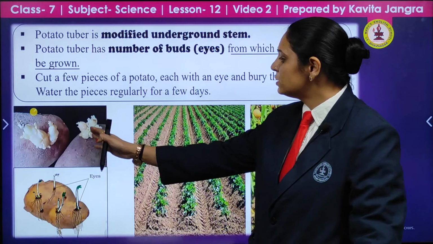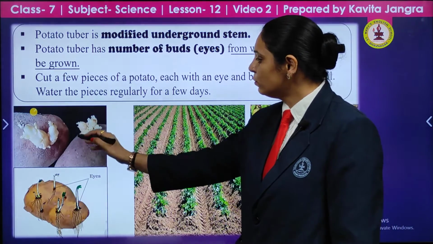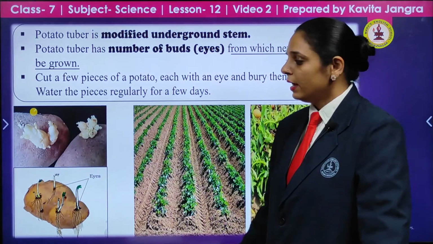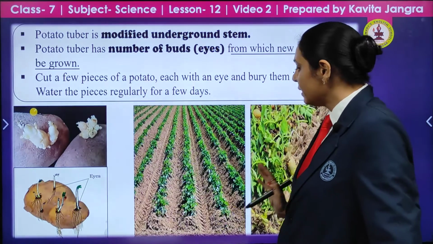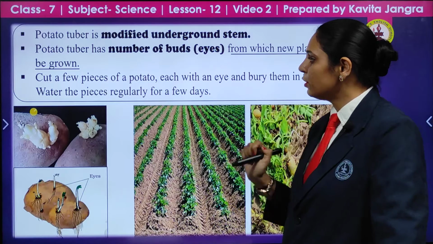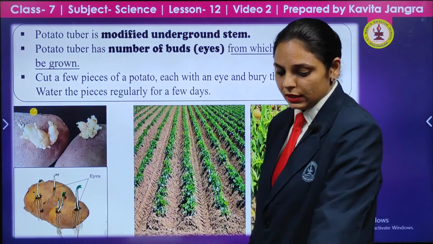As you can see, this is the modified stem, and on the potato, what is this? This is the eye, and through this eye a small leaf-like structure will come out, and ultimately you will get a number of potatoes after a few days.